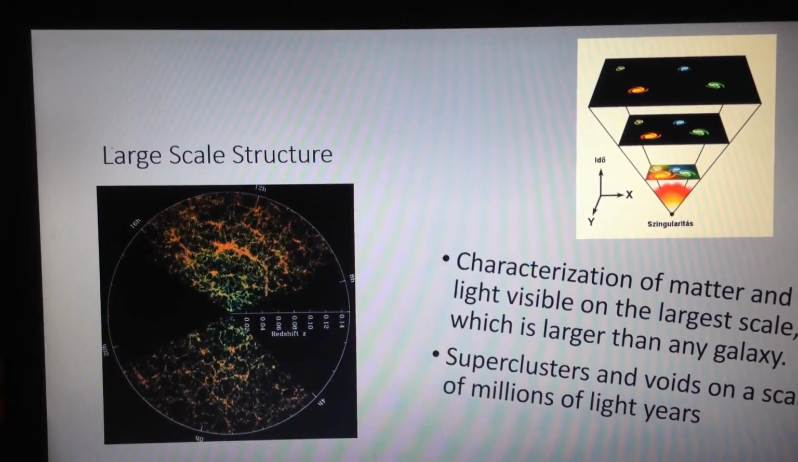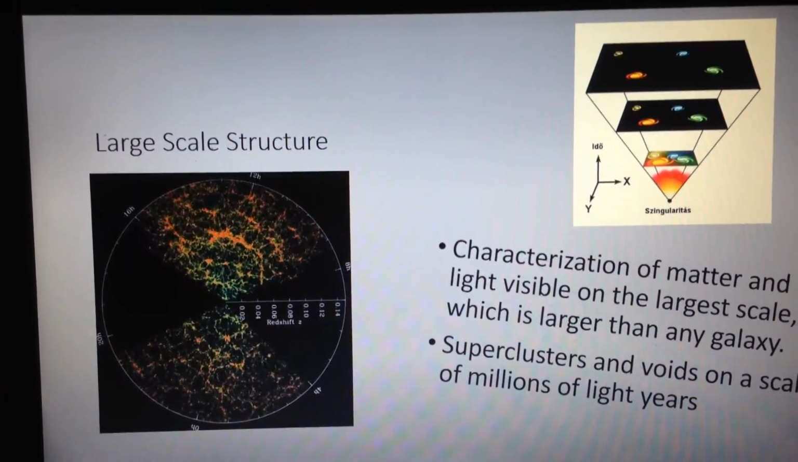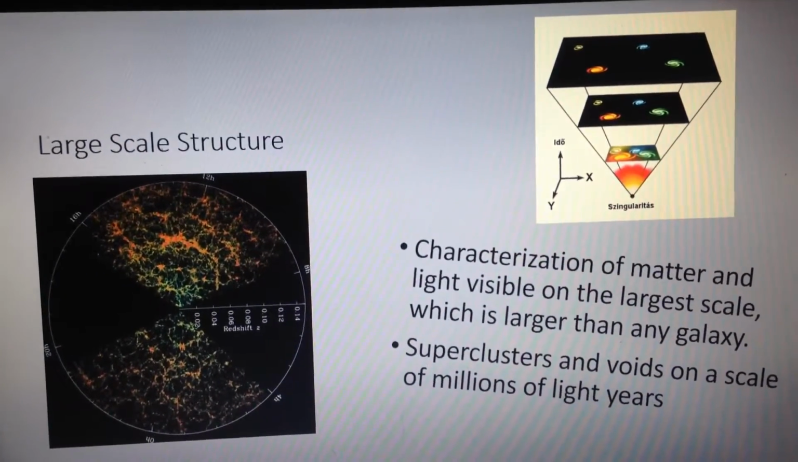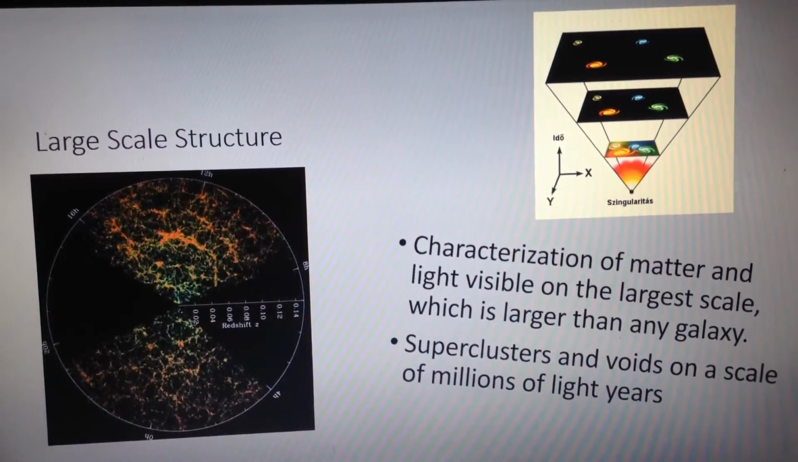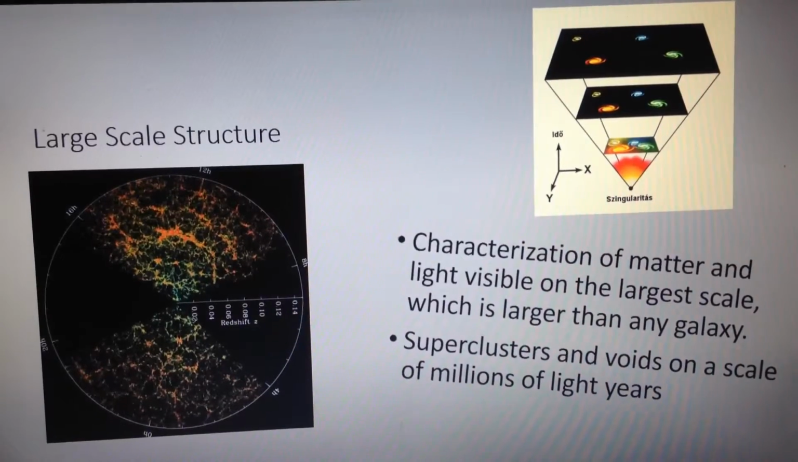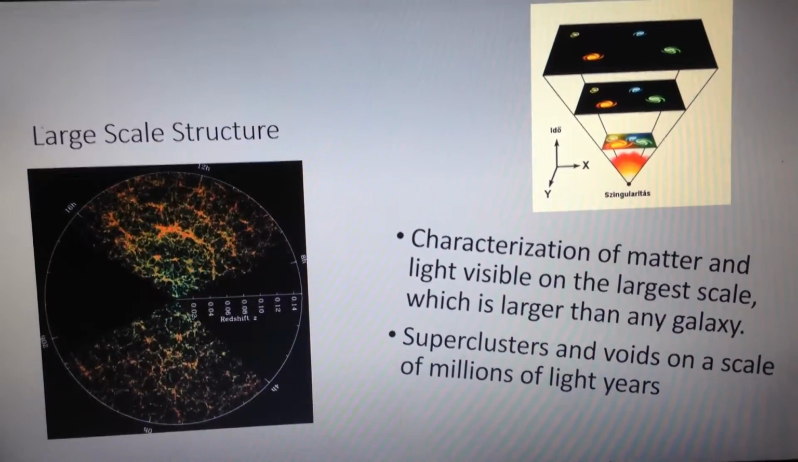Characterization of matter and light visible on the largest scale, which is larger than any galaxy, is called the large-scale structure. It shows superclusters and voids on a scale of millions of light years.